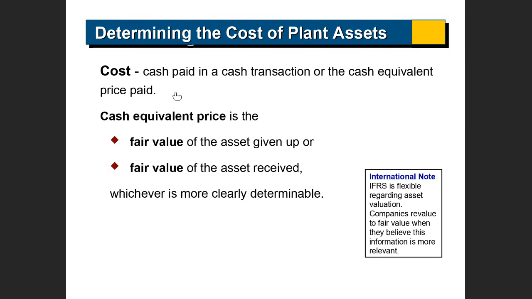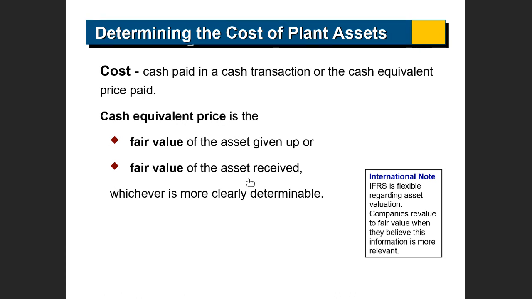How do accounting principles define cost? Cash paid in a cash transaction or cash equivalent. So you could pay cash, which is very easy to determine because cash is equal to cash. If it's 10,000 reals, it's 10,000 reals. But if you give something else in exchange for the asset, so if you exchange one asset with another asset, then you have to determine the fair value of one of the two, either the asset that was given up or the asset that was received, whichever is more easily determinable.